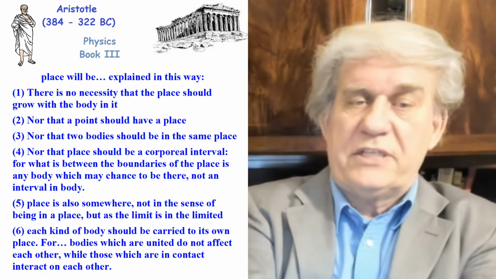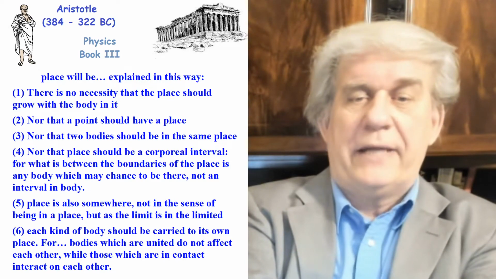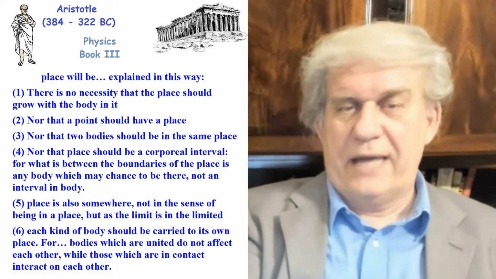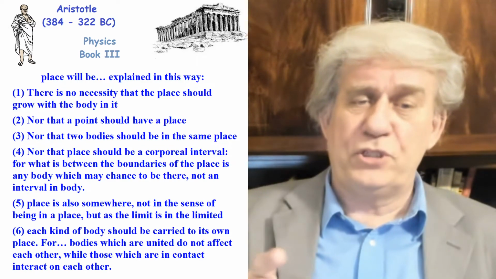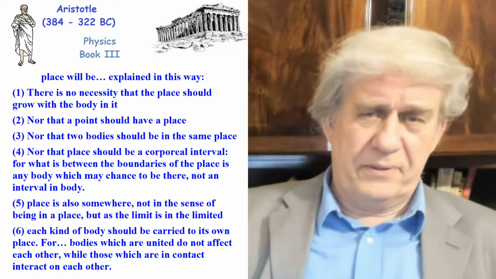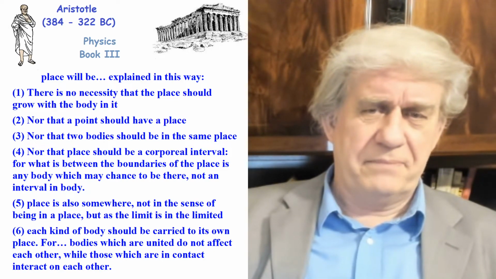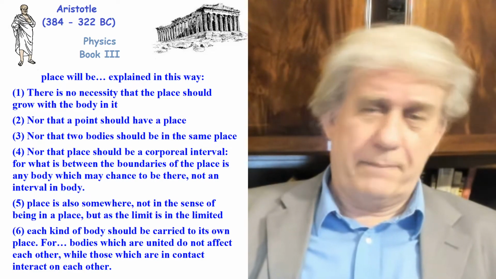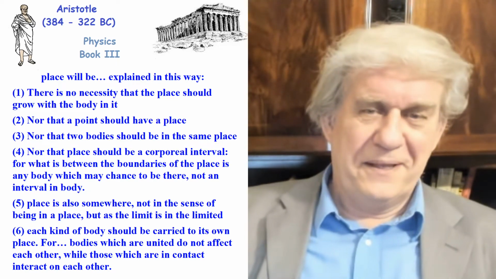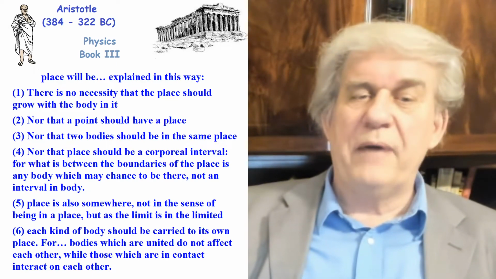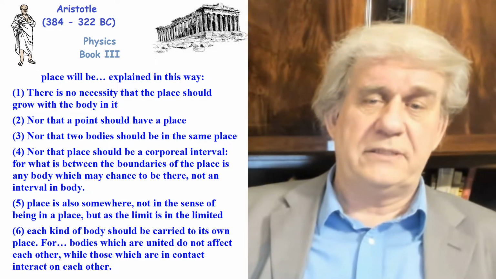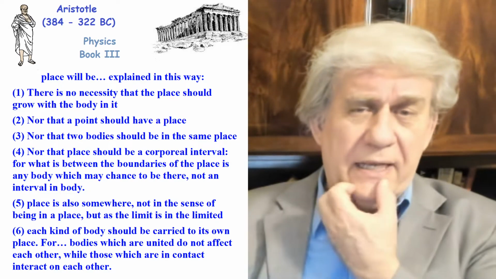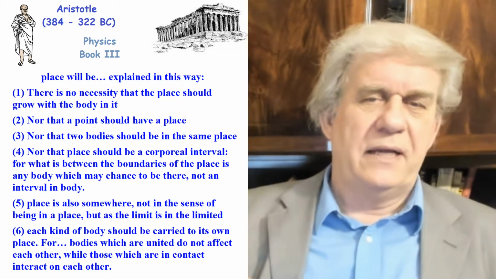But here he says there is no necessity that the place should grow with the body in it. So they both have the same size, momentarily at least, while the body's in that place. Nor that a point should have a place. A point? I thought a point was zero-dimensional. Well, what kind of point has a place? But whatever. We have four-dimensional space-time, an event. What is that? A point in space-time. So there you see where this comes from. Nor that two bodies should be in the same place. So at least they understood that. You've got to take one body out before another one occupies it. When he's talking about this, he's referring a lot to air and water.